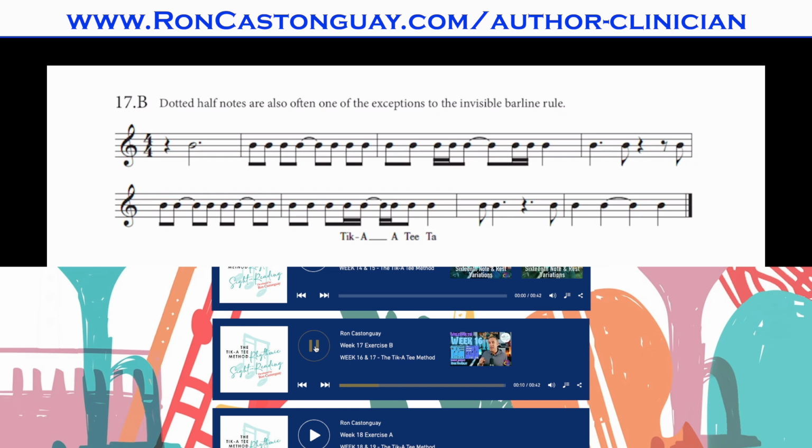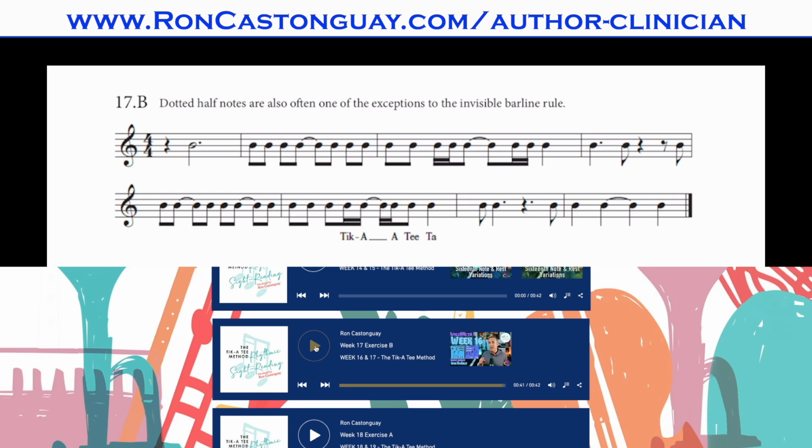One, 2, 3, 4. Ta, Tee, Tee, Tee, Tee, Tee, Tee, Tee, Tee, Tee, Tik-A Tee, Tik-A ta, ta, Tee. Tee, Tee, Tee, Tee, Tee, Tee, Tee, Tee, Tee, Tee, Tik-A Tee ta, Tee ta. Tee ta, ta, ta.